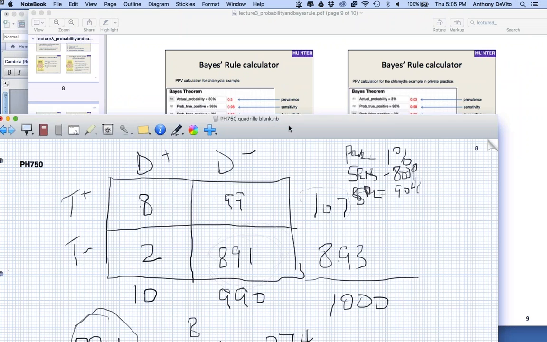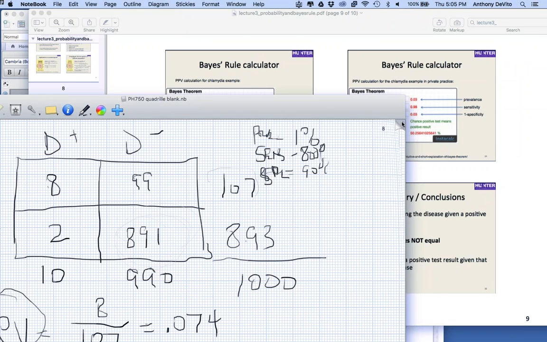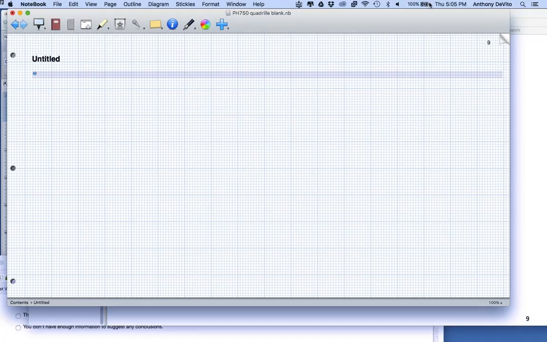I'll make my own table up. What the hell? I'm flying without a net anyway. I might as well continue.